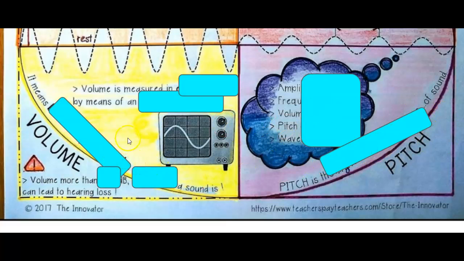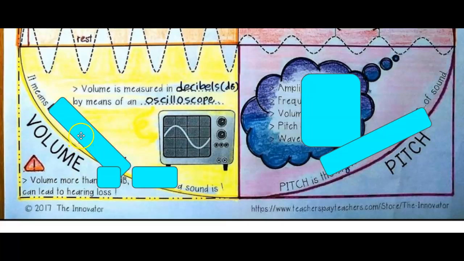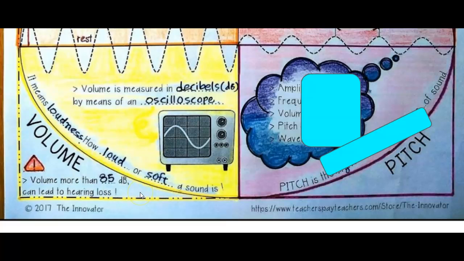All right, looking at volume. Volume is measured in decibels, so dB, by means of an oscilloscope. All right, so volume means loudness, or how loud or soft a sound is. Okay, so that's how we're able to hear. So a little danger sign, volume more than 85 decibels can lead to hearing loss. Okay, so all that loud music you have in your ears, keep it down.